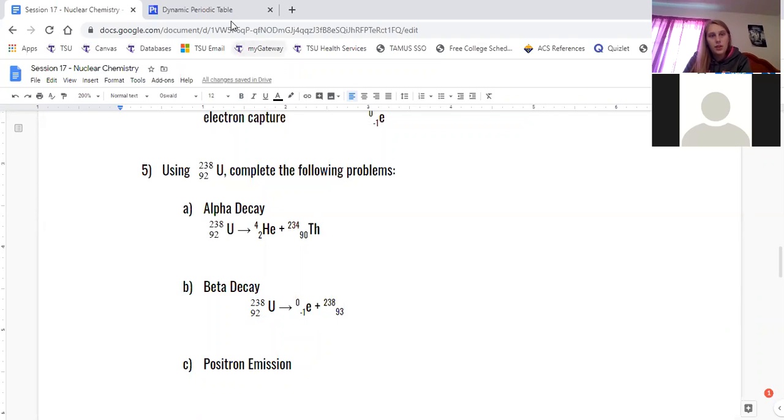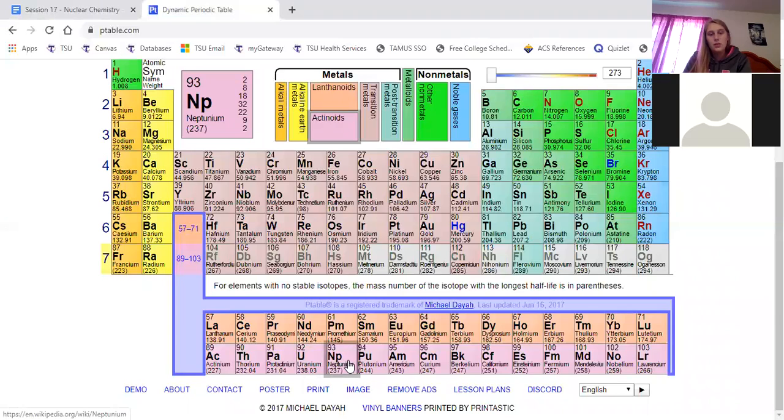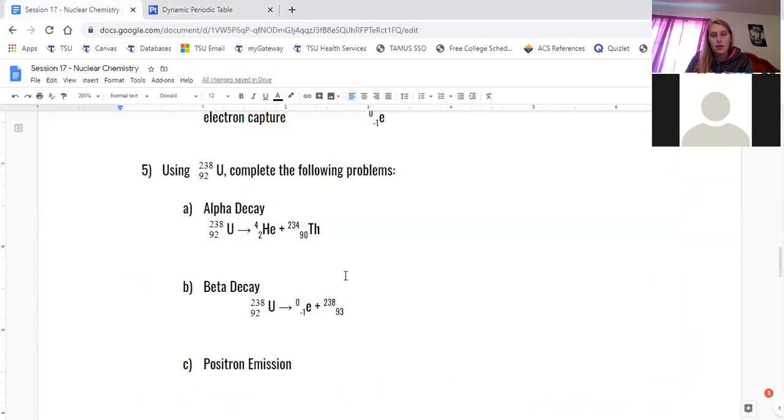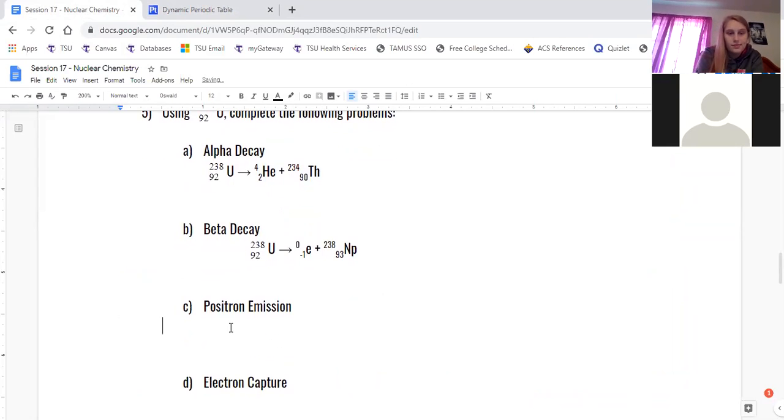Perfect. So now we're going to look back at our periodic table and see what 93 is. So then we have the neptunium there. So that's going to be what our element is that we came up with. So you can see as this radioactive decay is happening, it's actually changing what element we have. Just kind of interesting process there.